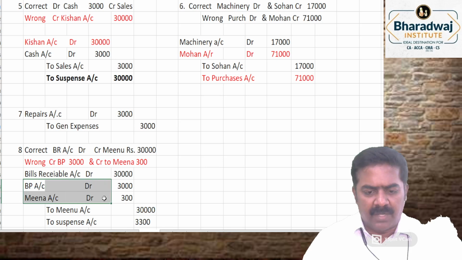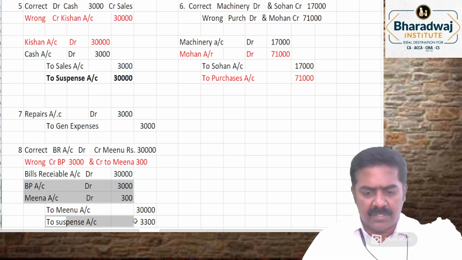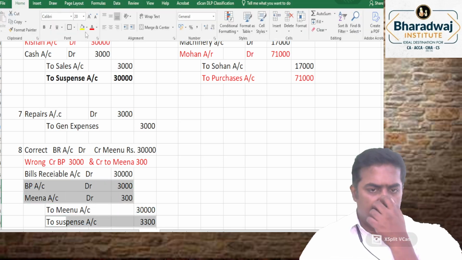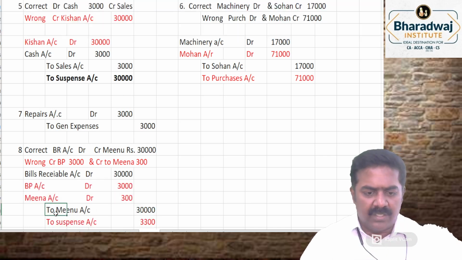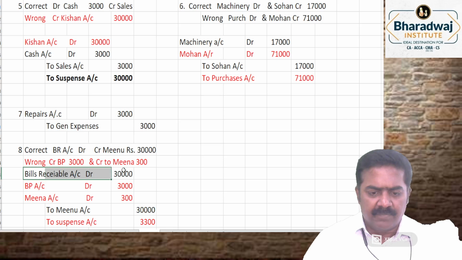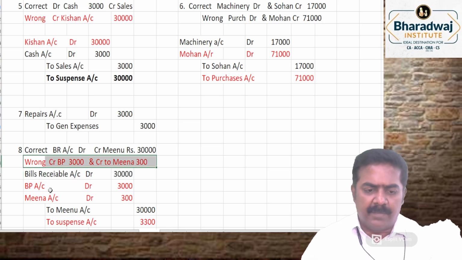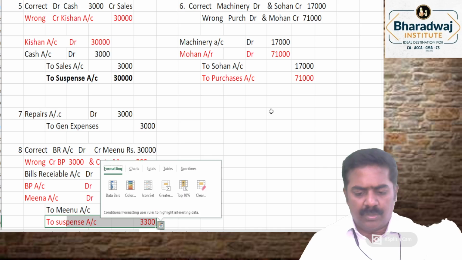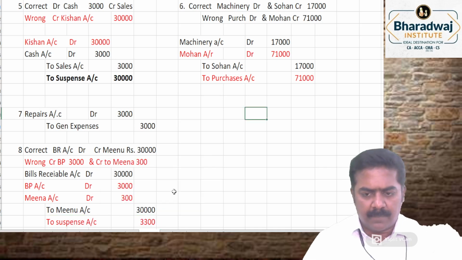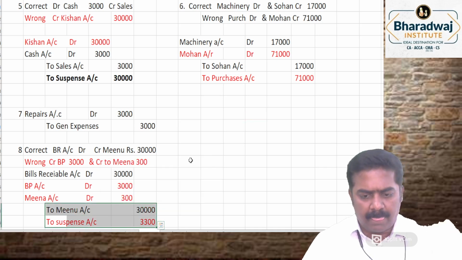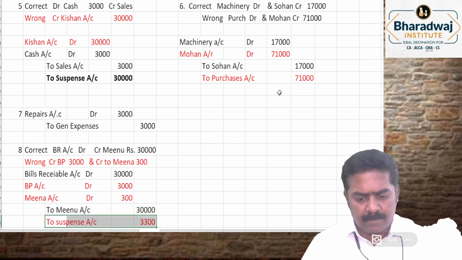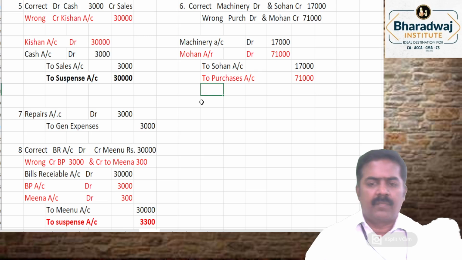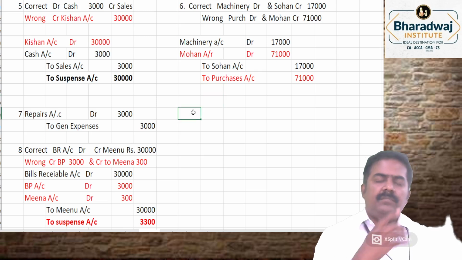So the items marked in red are the rectification. Bills receivable to Meenu is the correct entry to be posted. Okay, we wrongly credited bills payable and credited Meena. We debited them to remove, to suspense. Done.